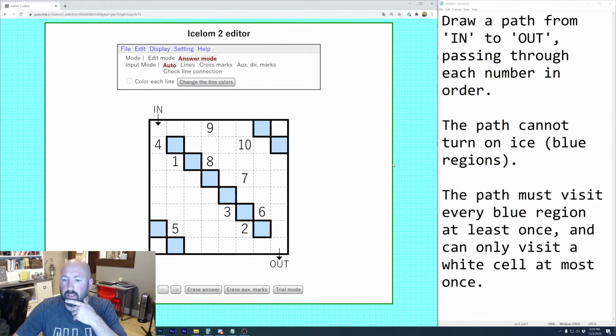There we go. So must visit every blue region at least once and can only visit a white cell at most once. So what that's saying is you can't go into this white cell this way and then come back in again. Essentially, that's just saying the path cannot cross itself in a white cell. It does not have to visit every white cell. You could do something like this and not visit this one in here, for example.